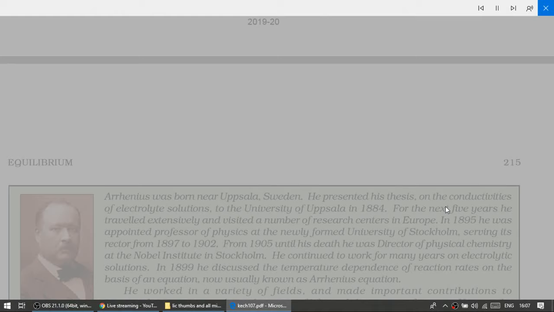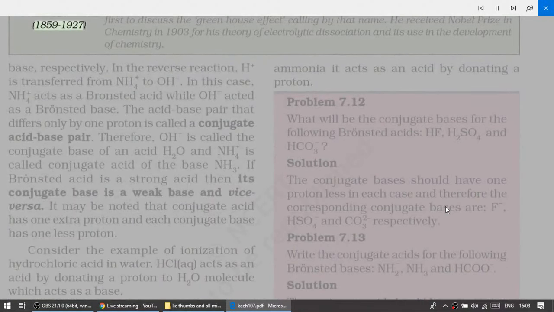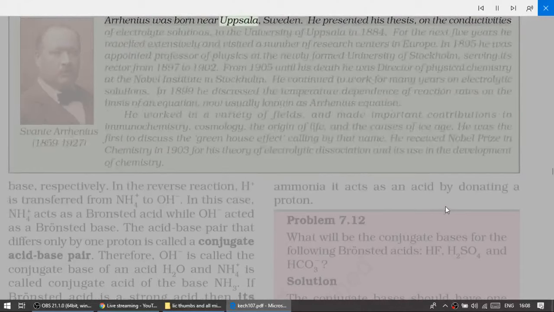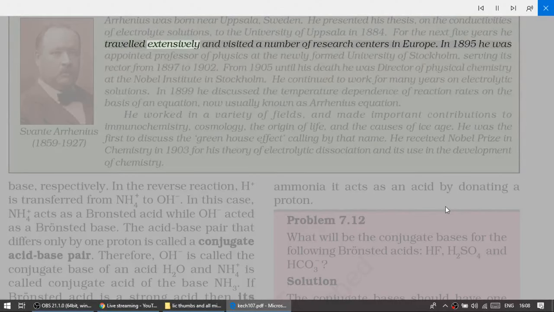Svante Arrhenius, 1859-1927. Arrhenius was born near Uppsala, Sweden. He presented his thesis on the conductivities of electrolyte solutions to the University of Uppsala in 1884. For the next 5 years he traveled extensively and visited a number of research centers in Europe.